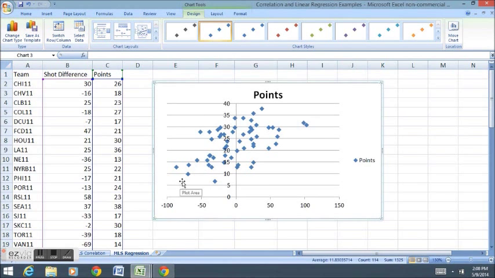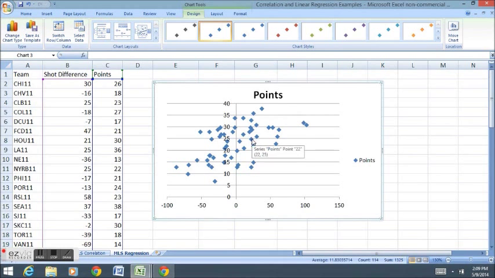I see a vague positive relationship here. Vague in the sense that not all of the points are right smack on a perfect line, but there is an obvious positive relationship. Positive because as the x variable goes up, the y variable tends to go up too. In other words, as teams earn more and more shots than their opponents, they tend to earn more and more points as a team in the second half of the season.